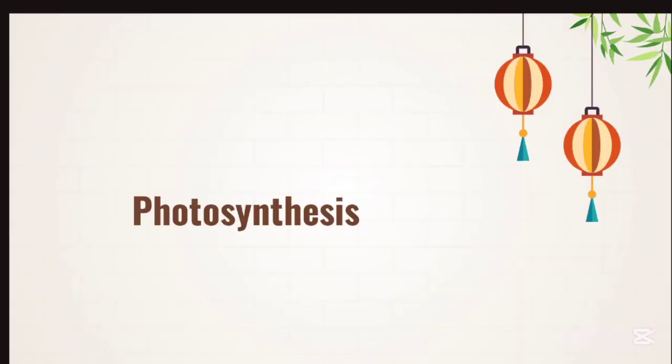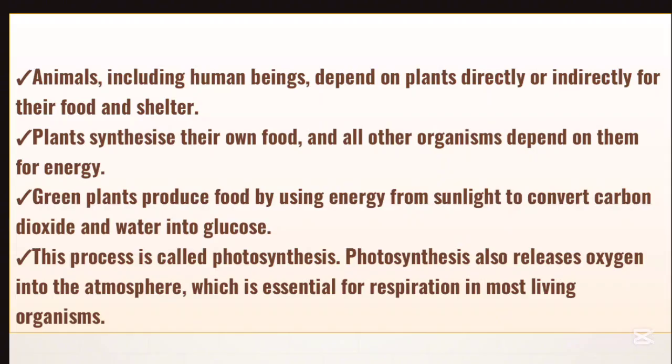In this video we are going to study about photosynthesis. So all living organisms including human beings depend on plants directly or indirectly for food and shelter. So the plants synthesize their own food and therefore the plants are known as autotrophs.